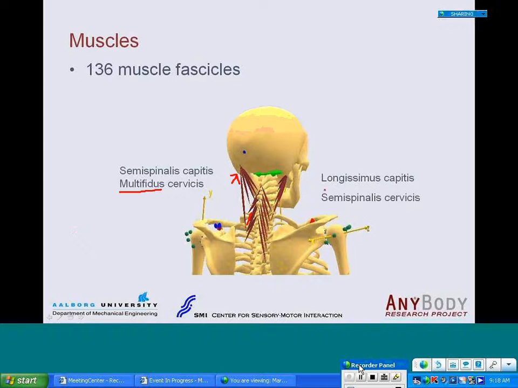And I have listed some others. We have the longissimus capitis and the semispinalis cervicis, and many more in the neck model. Also, the trapezius is part of the neck model, and some of the shoulder muscles, like the levator scapulae, are also part of the neck model.